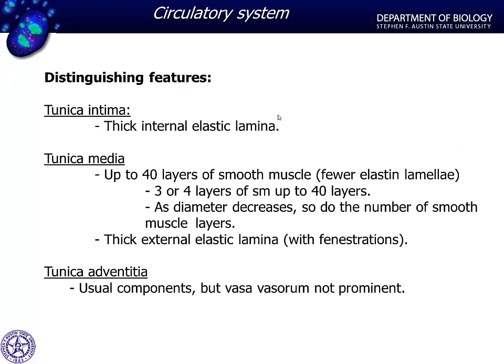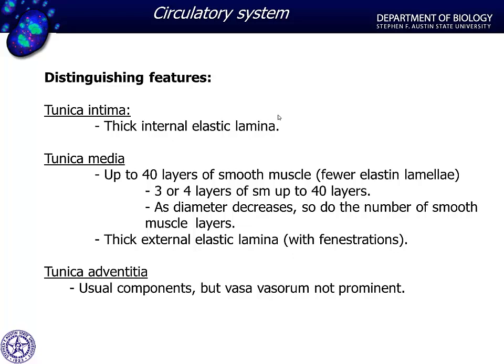So here for our muscular artery, very distinguishing features: a thick, very prominent internal elastic lamina. And the media, this is where instead of seeing 70 layers, we're going to see anywhere from 40 layers down to about 3 or 4. And certainly as the diameter of these muscular arteries decreases, so will the layers of smooth muscle.